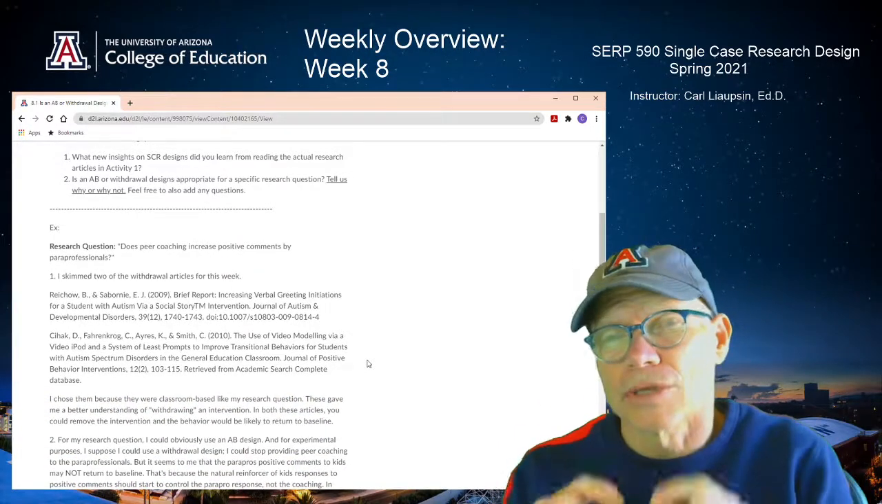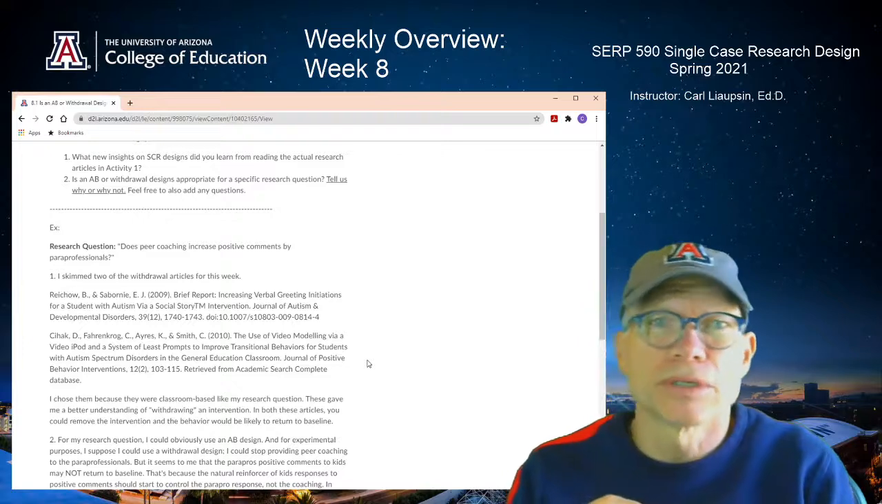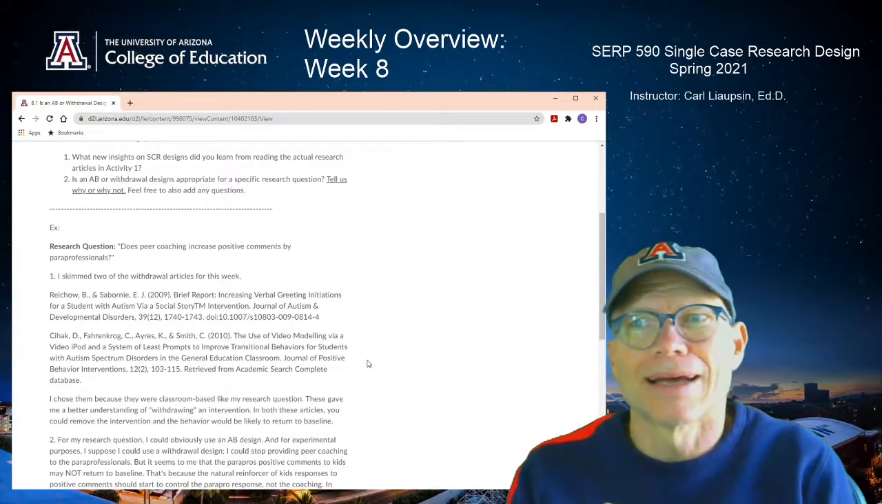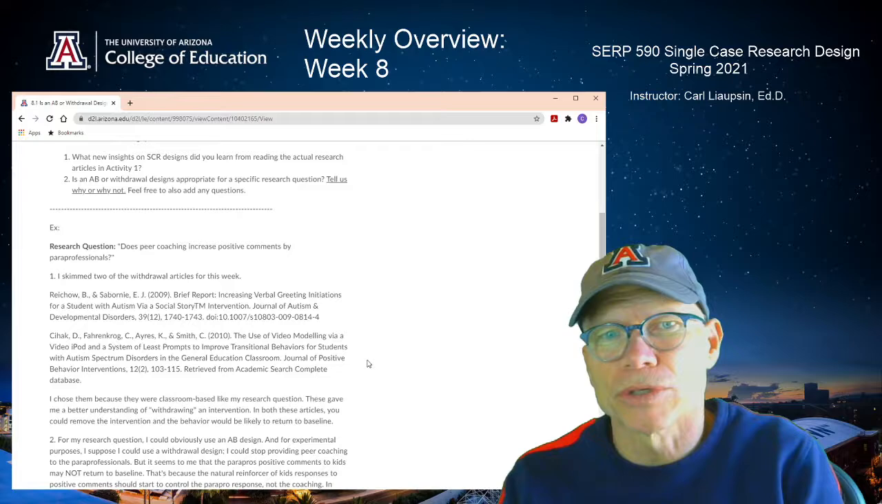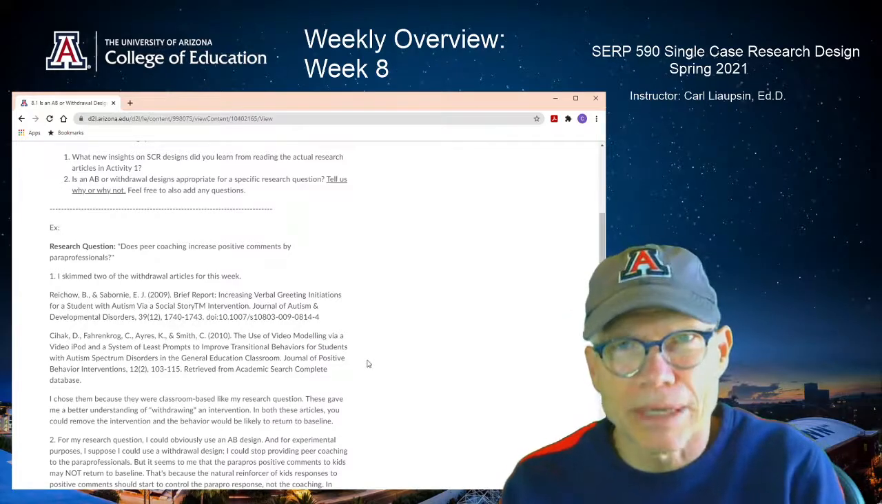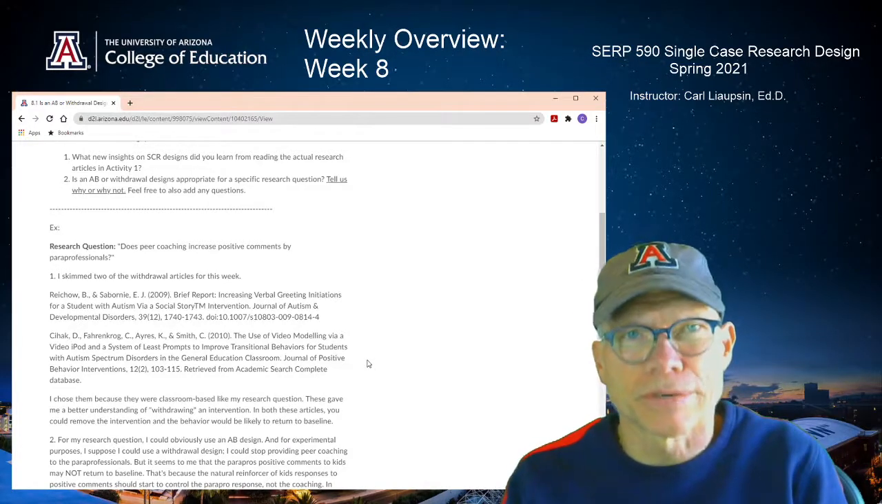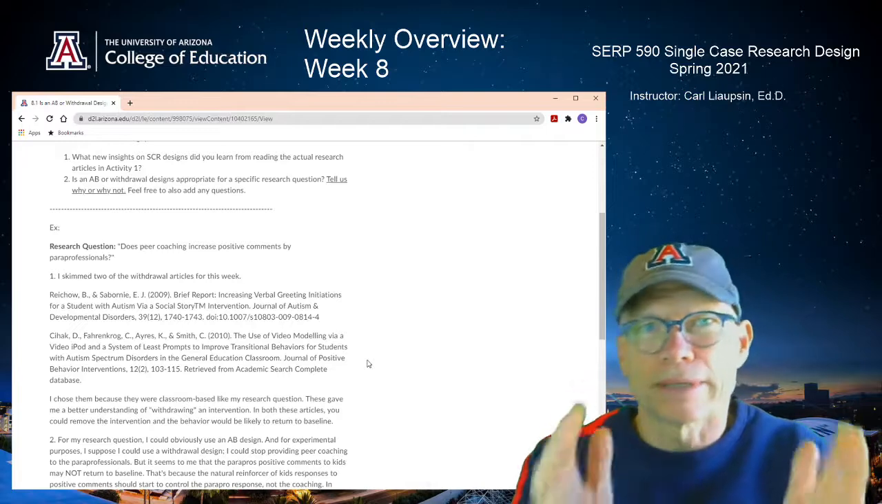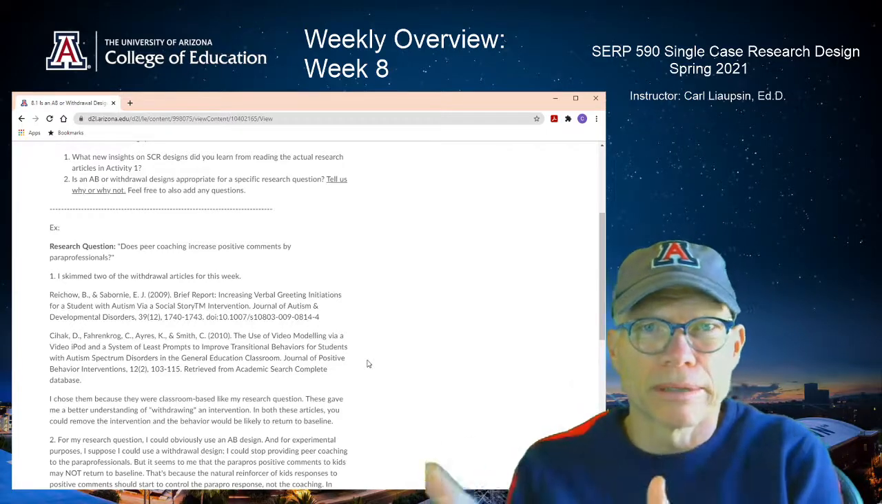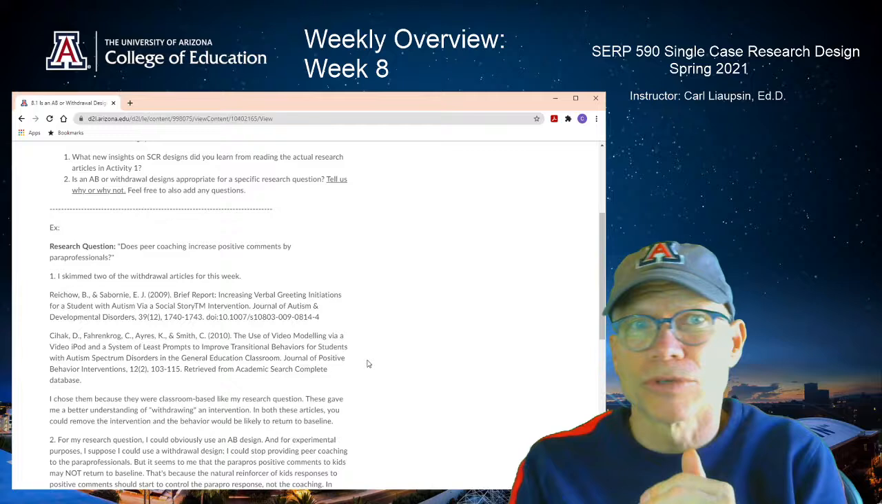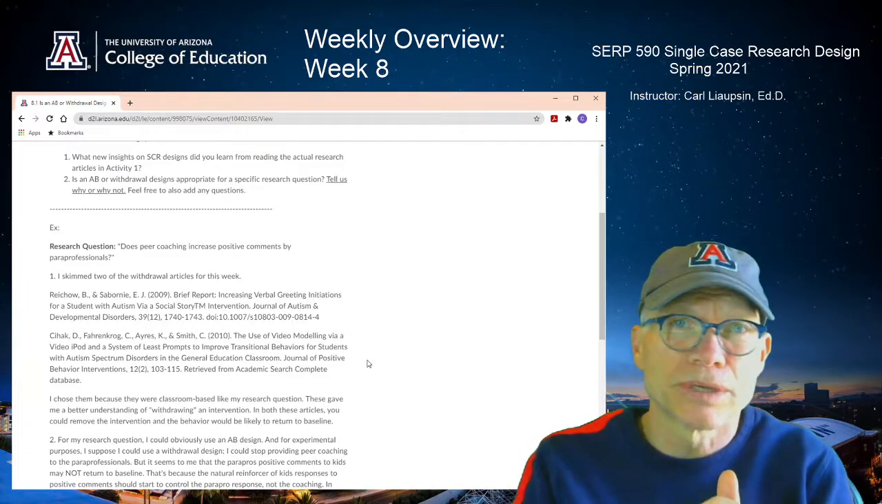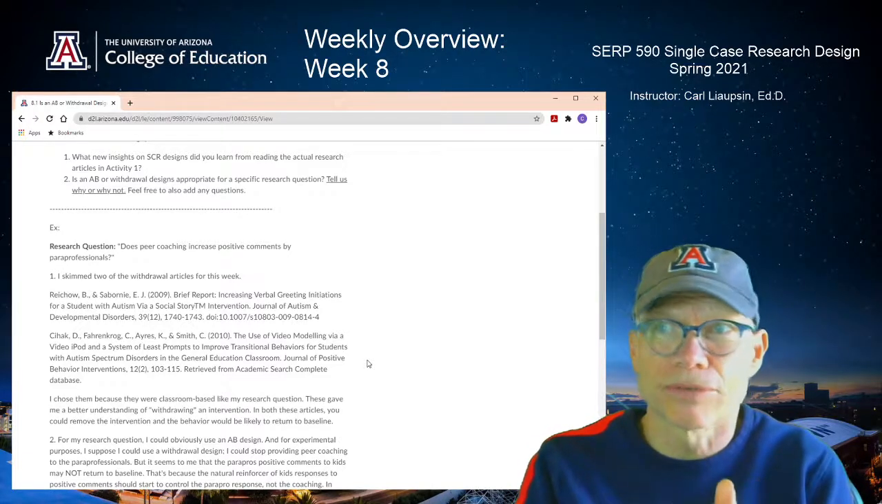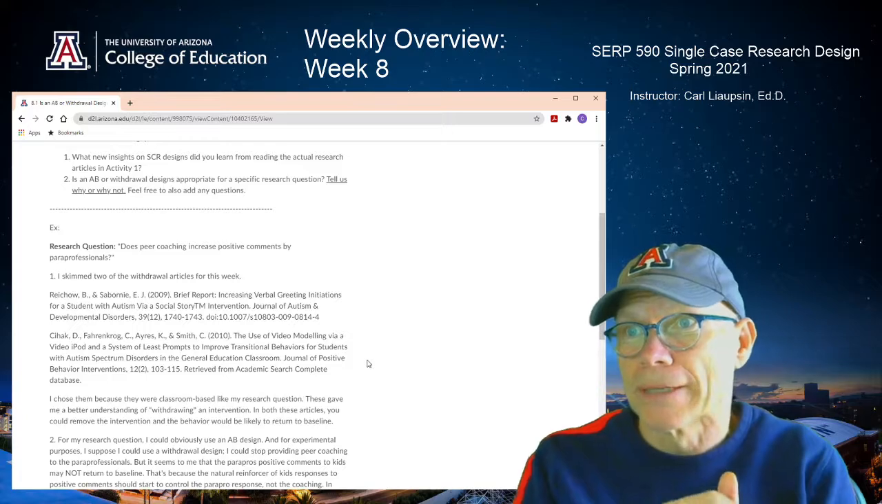Then the second thing I want you to do is tell me whether or not you can use a withdrawal design. I have in the question here an A-B, or withdrawal design. Anybody could use an A-B design for any research question. That means you take data on things the way they were, and then you take it away. Actually, some of you, if you have comparison questions, you couldn't use an A-B. You have to use a very specific design for that, and we'll get to those later.